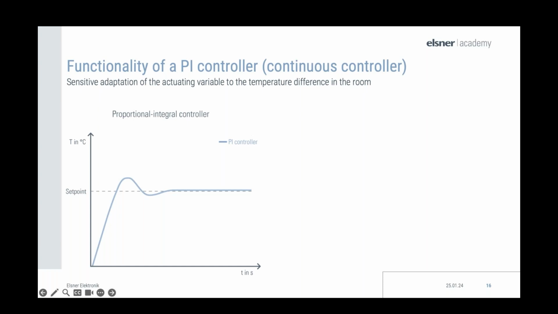In the above example, I have shown the function of the PI controller graphically. So you have the light blue line. After switching on the controller, the temperature initially oscillates around the set point and then moves closer and closer to the desired set point. Our room controllers, which we will learn about later, have an integrated PI control. All the room controllers that we have at Elsner Elektronik have this integrated controller.